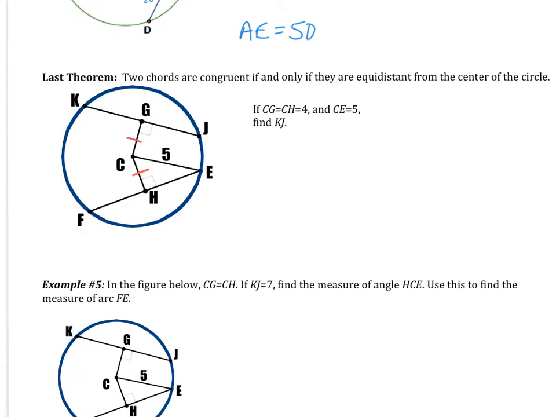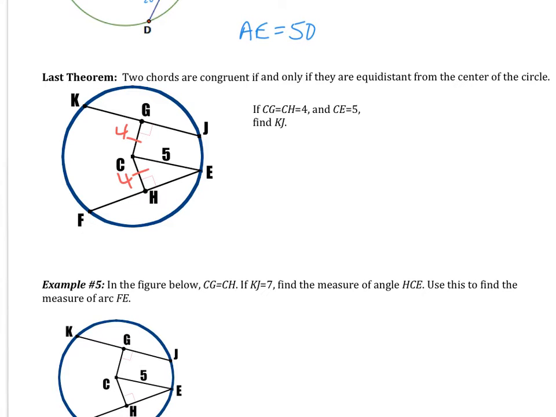Okay? Okay, so in the situation that we have here, it says that CG is congruent to CH, and they are both equal to 4. 4, 4. They're the same distance away from the center. Okay? CE, they already labeled as 5. They want to find the length of KJ.